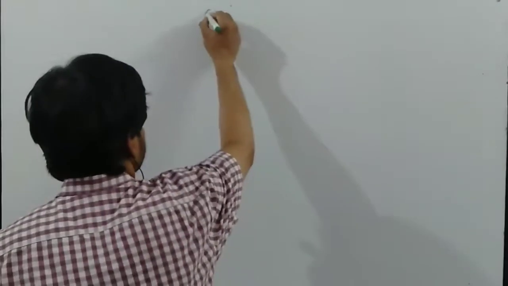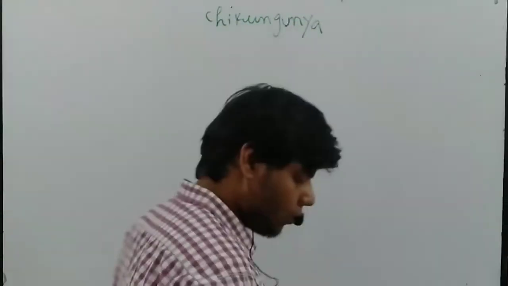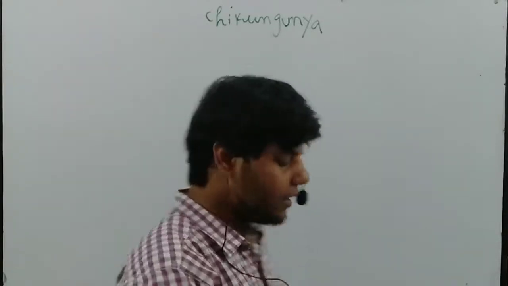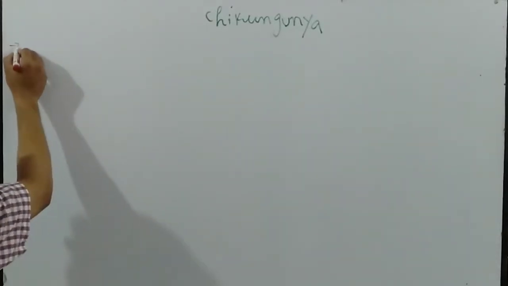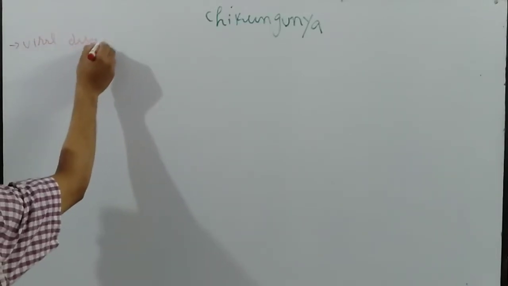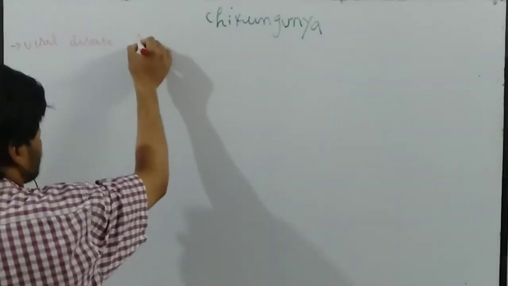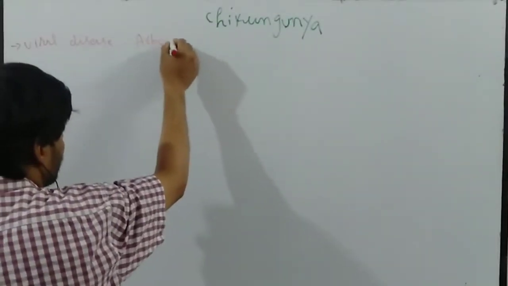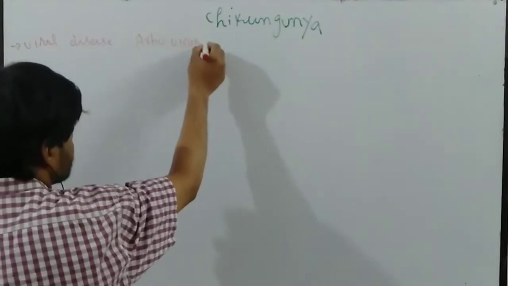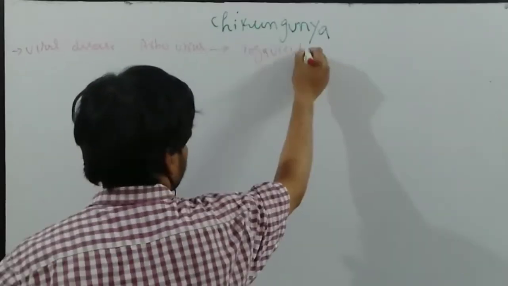Today in this video lecture, we are going to talk about another disease we call Chikungunya disease. Chikungunya is a viral disease, and it is usually caused by arboviruses, which usually belong to the family Togaviridae.